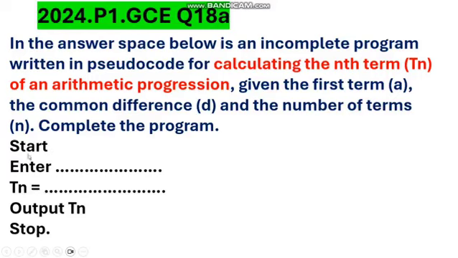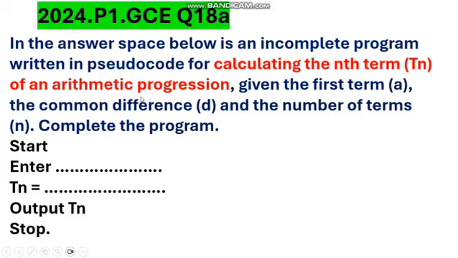So we have start. On enter, there's nothing. Then here we have the process, which is the nth term of the arithmetic progression. There's nothing there also. Then we have the output, which is the nth term. Then the end of the program. So first of all, take note of what you are looking for, like I've been saying. We are calculating the nth term of an arithmetic progression.